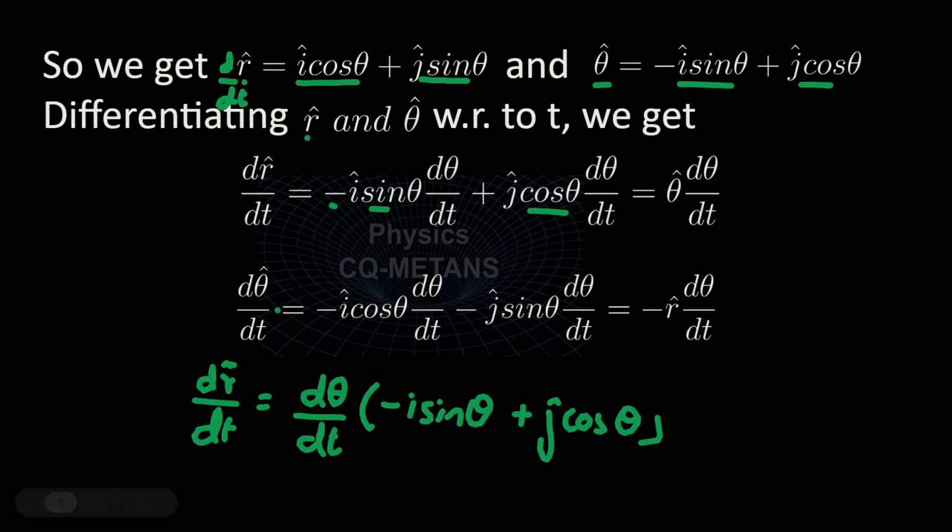In the same way, we do it for d theta cap by dt. If we differentiate this one, the derivative of sin theta is cos theta, so it comes over here. If we simplify this, we will get the answer as minus r cap d theta by dt.